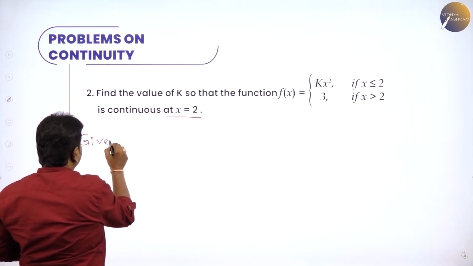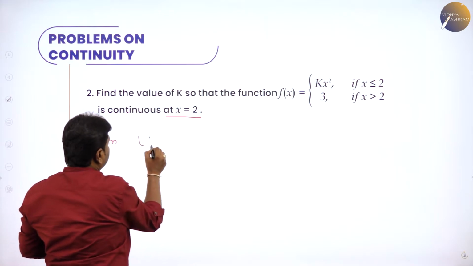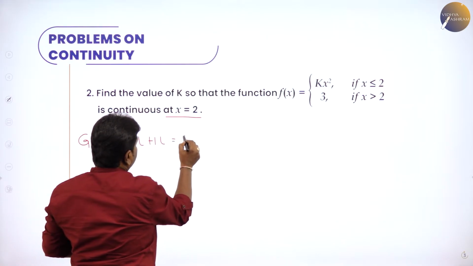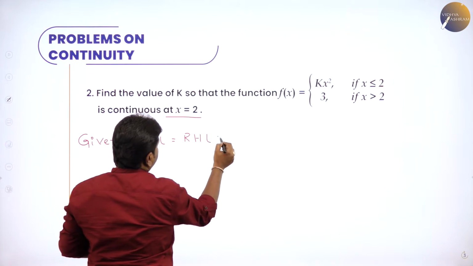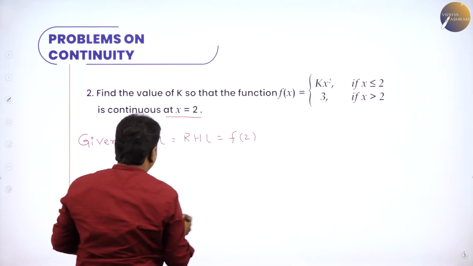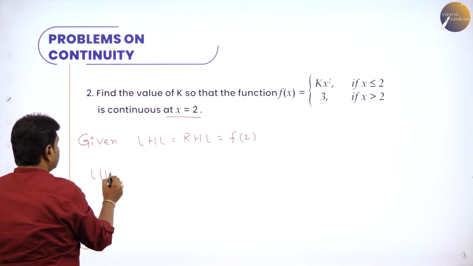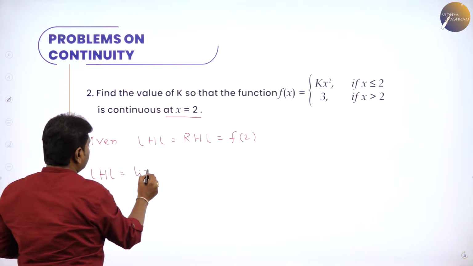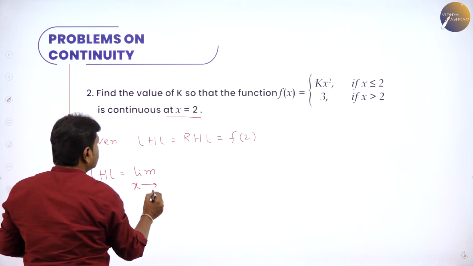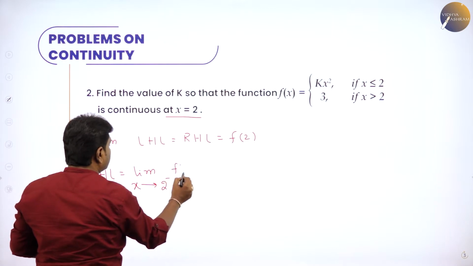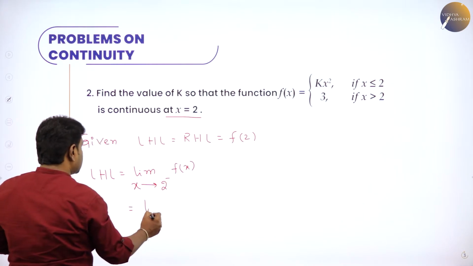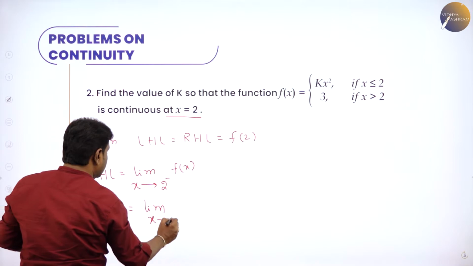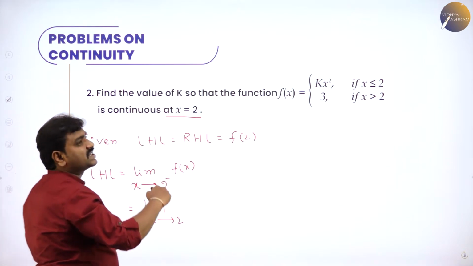So they told continuous means what is given. Since they gave continuous, I can say given LHL is same as RHL is same as f of 2. This is given. Now find LHL. What is LHL? Left-handed limit. What is left-handed limit? Limit extends to 2 minus f of x. What is meant by limit extends to 2 minus? It is same as limit extends to 2. Minus means choose the function when x is less than 2.